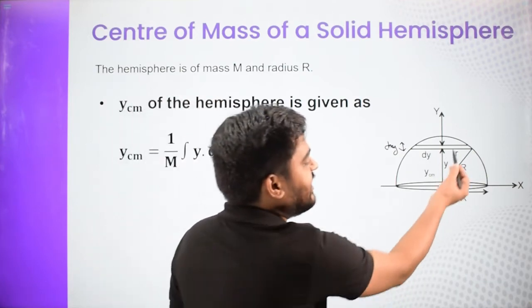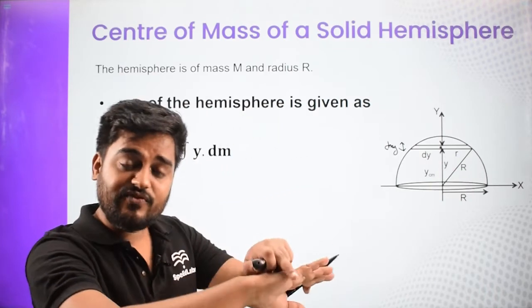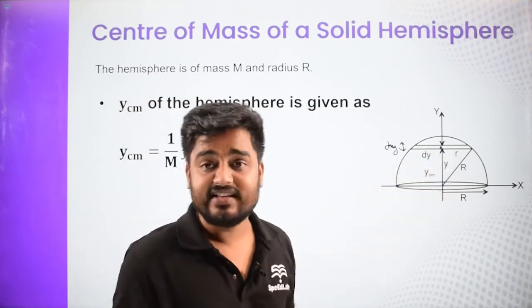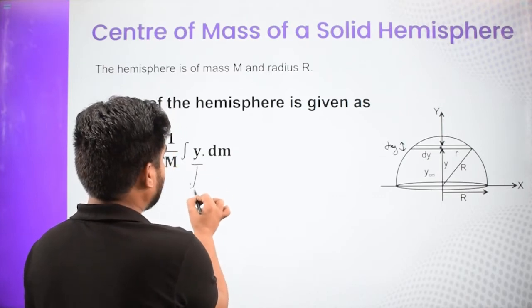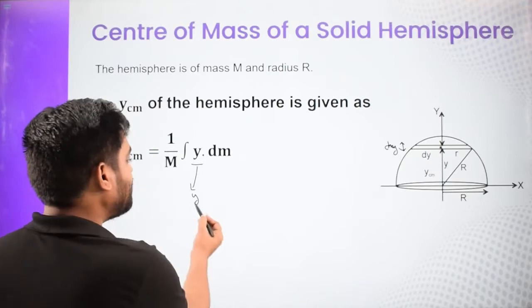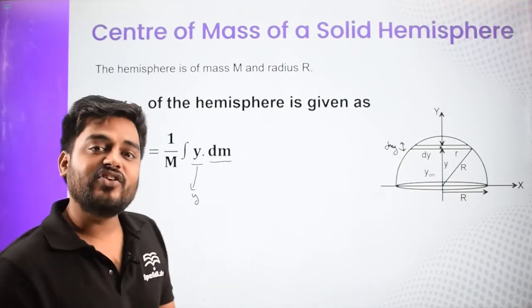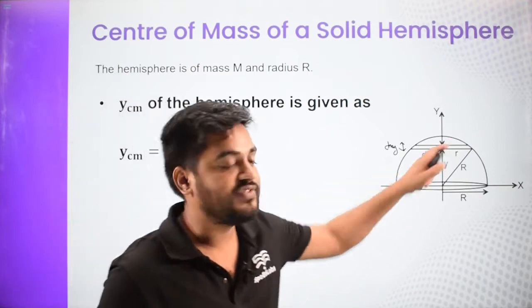Now the center of mass of this disc lies somewhere over here, because it is the full disc and the center of mass lies exactly in the middle. Now y is nothing but y, because we have gone up to y height and the center of mass lies there. So that is the position of the center of mass where this dm lies. And what is the dm? dm is basically the mass of that disc.